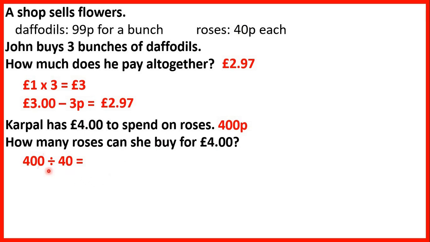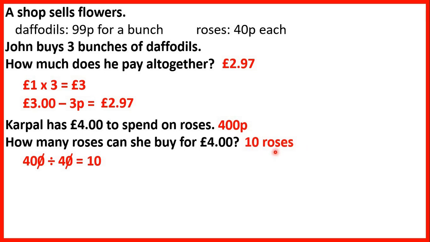We can cancel our end zeros because in division questions, if we have an end zero in the dividend and the divisor, we can cancel them, and then 40 divided by 4 is 10, so she can buy 10 roses.